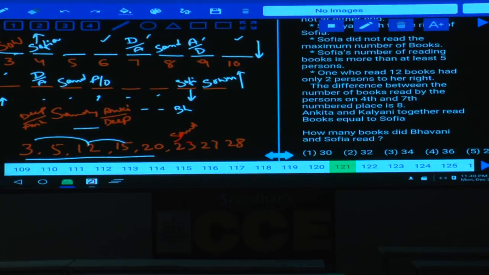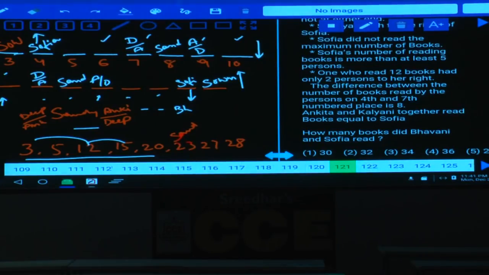Out of this, Sanjay is 23 and Sophia must be how much? Sophia must be 27. Definitely, right? The maximum was ruled out, but it is at least 5. 23, 27 are the possibilities. Out of this, 23 is Sanjay and 27 must be Sophia.